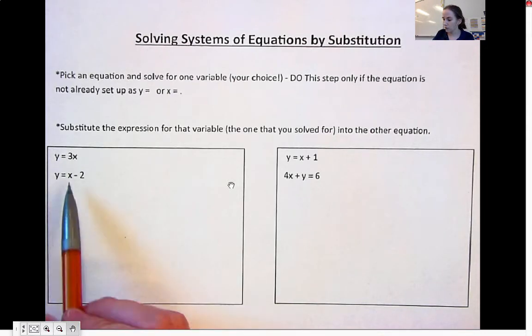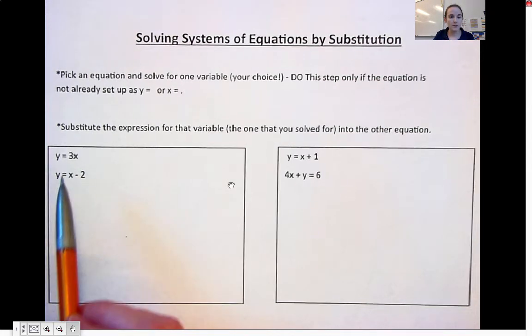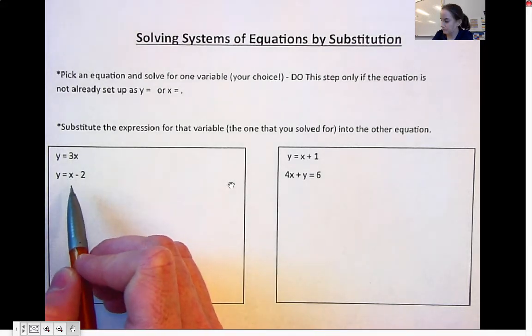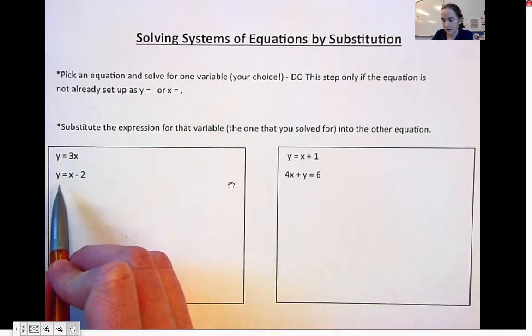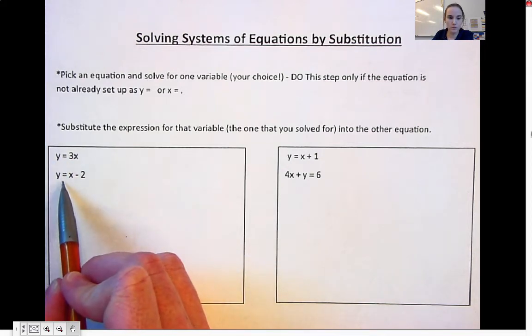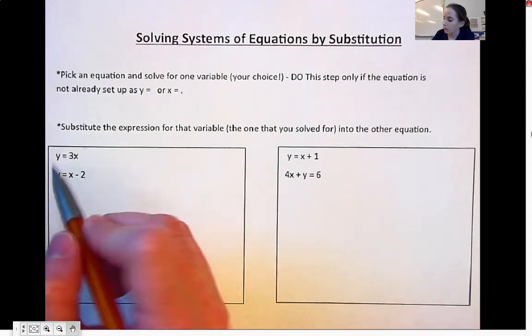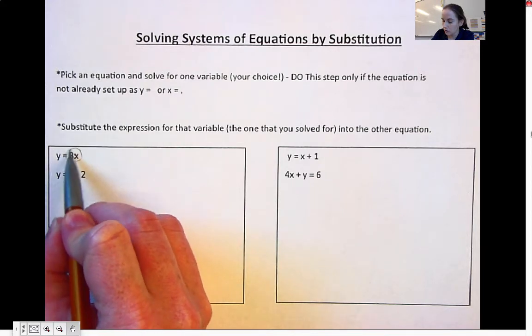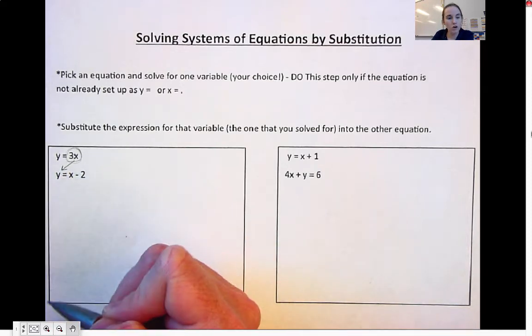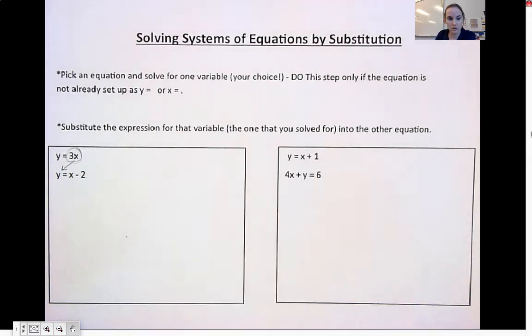So let's start with this first example. A system, remember, is two or more equations. Y equals 3x and y equals x plus 2. They are both set up as y equals, so all we need to do is say, well, if y equals 3x, then we'll take this 3x and substitute it, or plug it in, for y in the second equation.